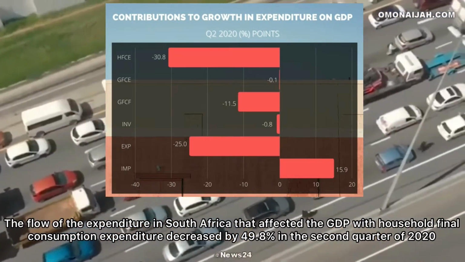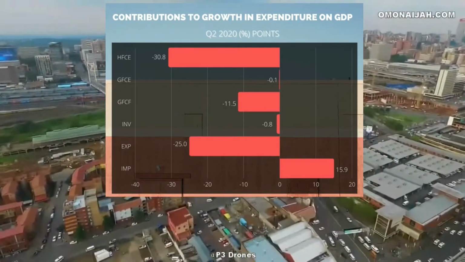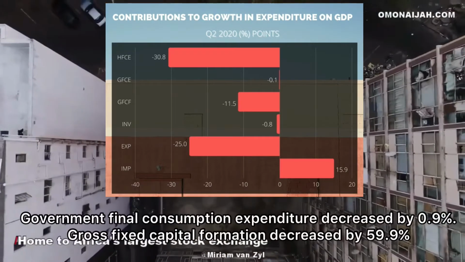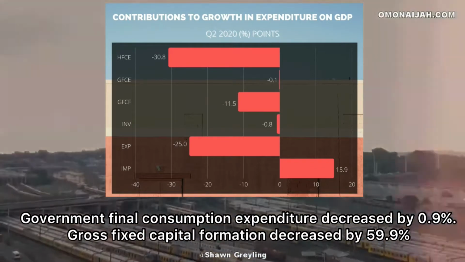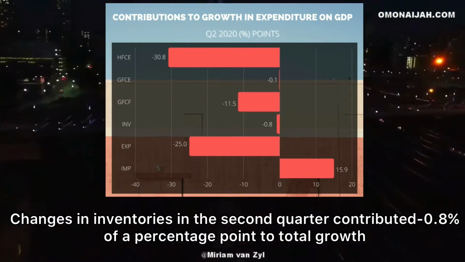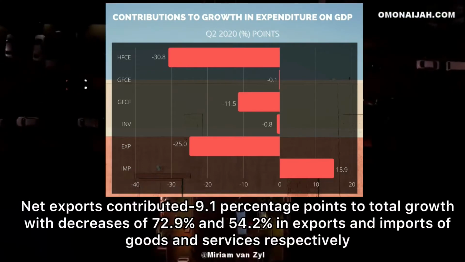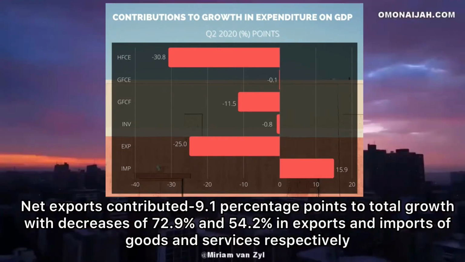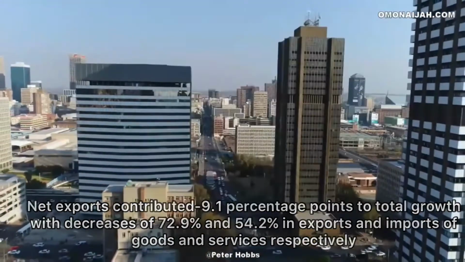Household final consumption expenditure decreased by 49.8% in the second quarter of 2020, contributing negative 30.8 percentage points to the total growth. Government final consumption expenditure decreased by 0.9%. Gross fixed capital formation decreased by 59.9%. Change in inventory in the second quarter contributed negative 0.8 of a percentage point to total growth. Next, exports contributed negative 9.1 percentage points to total growth, with a decrease of 72.9% and 54.2% in exports and imports of goods and services respectively.